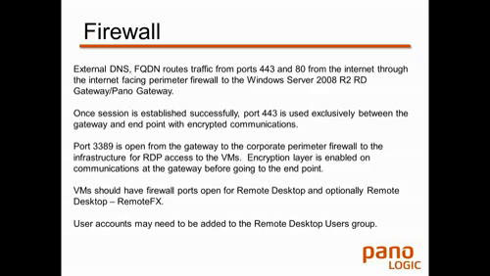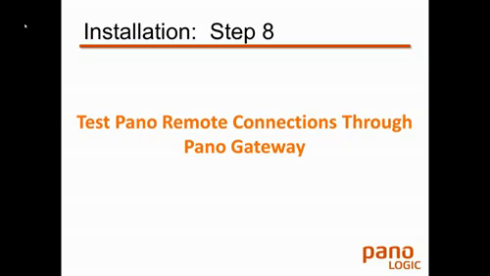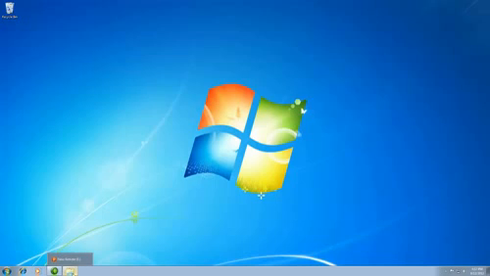VMs should have firewall ports open for remote desktop and optionally remote desktop RemoteFX. User accounts may need to be added to the remote desktop users group. Step 8. Test Pano Remote connections through Pano Gateway. Connect a Pano Remote USB key to an Internet-connected Windows XP or newer PC or laptop.